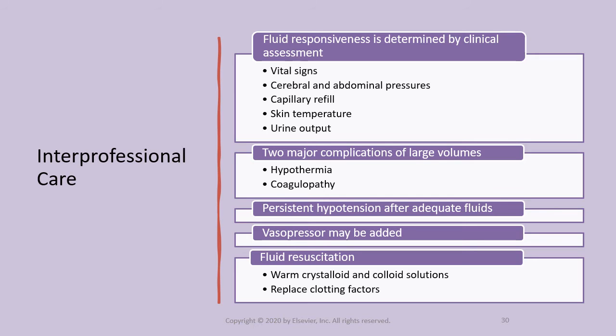Fluid responsiveness is determined by clinical assessment. This includes vital signs, cerebral and abdominal perfusion pressures, capillary refill, skin temperature, and urinary output. Hemodynamic parameters such as SVV or CO2 also may be used. Monitor trends in blood pressure with an automatic blood pressure cuff or an arterial catheter to assess patient response. Use an indwelling catheter to monitor urine output during resuscitation.